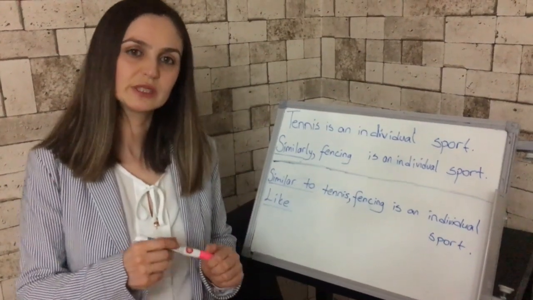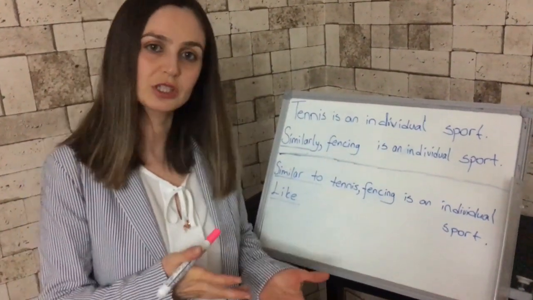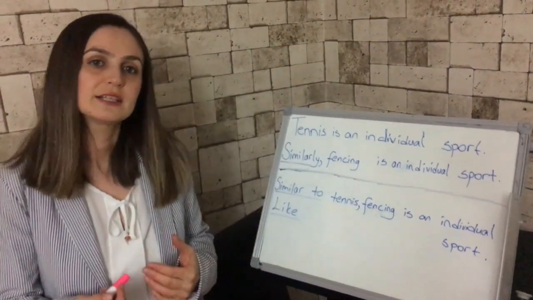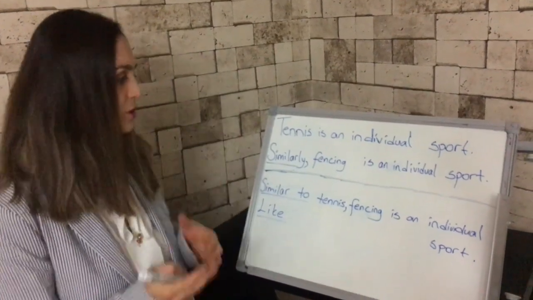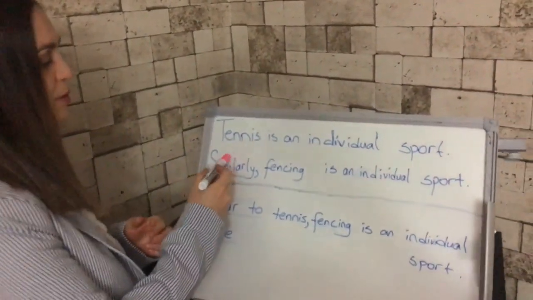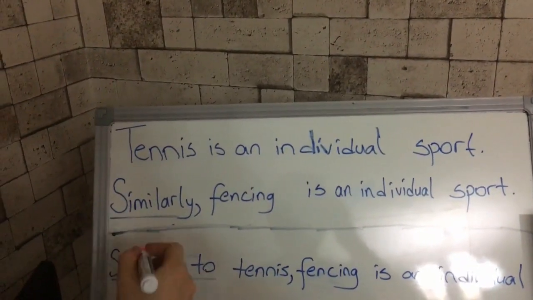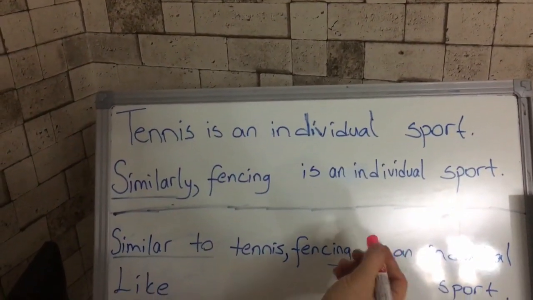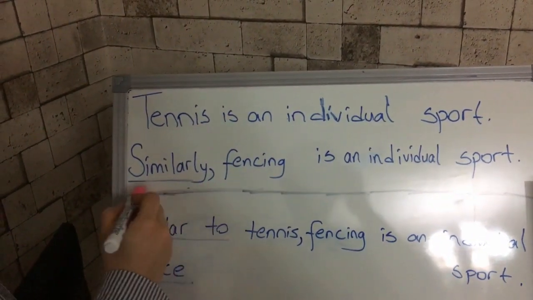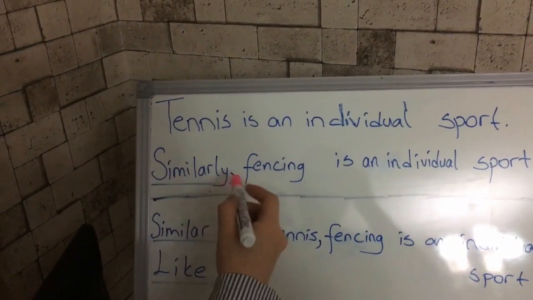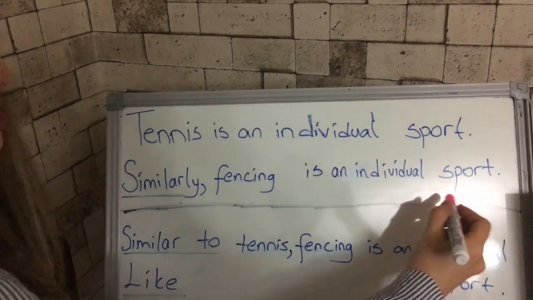Before we go into details about how to combine the compare and contrast paragraphs in a logical and organized way, let's take a look at the language structures that we need. So, look at the board here. We have an example. Tennis is an individual sport. Similarly, fencing is an individual sport. So, we combine these two sentences with the help of this adverb. And please be careful about the structure after the adverb. We have a full sentence.